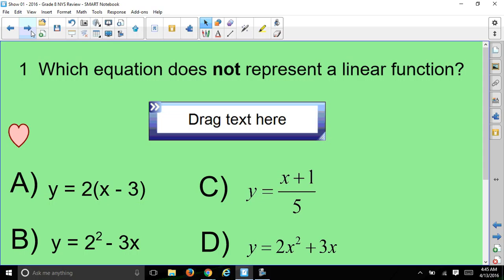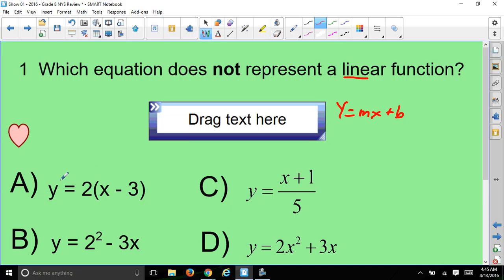So let's get started. Here's our first question. Which equation does not represent a linear function? Linear is the key word. It means it is a line. So we want to make a line out of this function. So let's get our equation of a line. Y is equal to mx plus c.